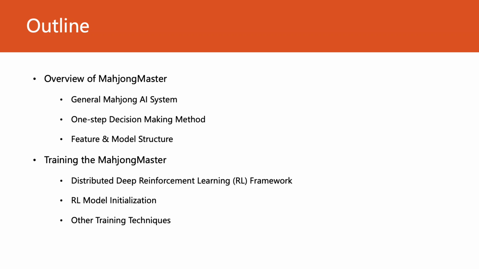Okay, let's begin our presentation. This presentation consists of two parts. The first part is an overview of our AI system, including why our system is general and how we make it so by designing a certain decision-making method, feature, and model structure. And the second part is how we train our Mahjong Master, including a distributed deep reinforcement learning framework, and some details like how we initialize our RL model and other training techniques.